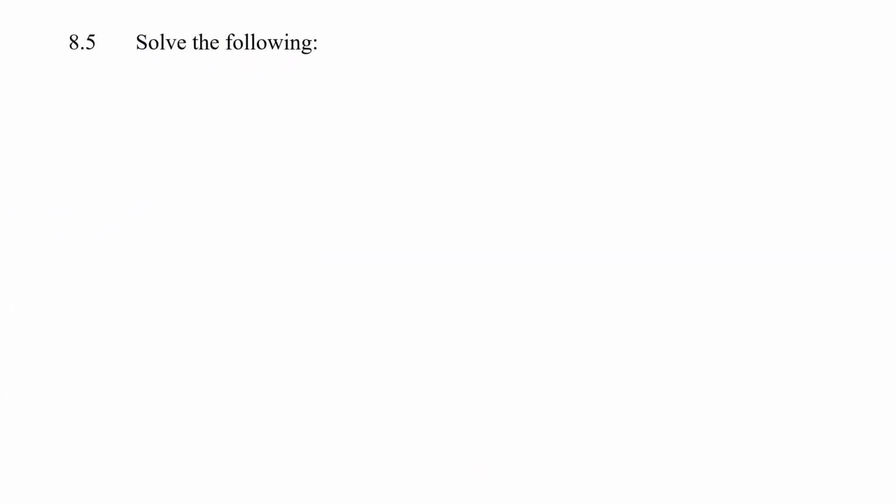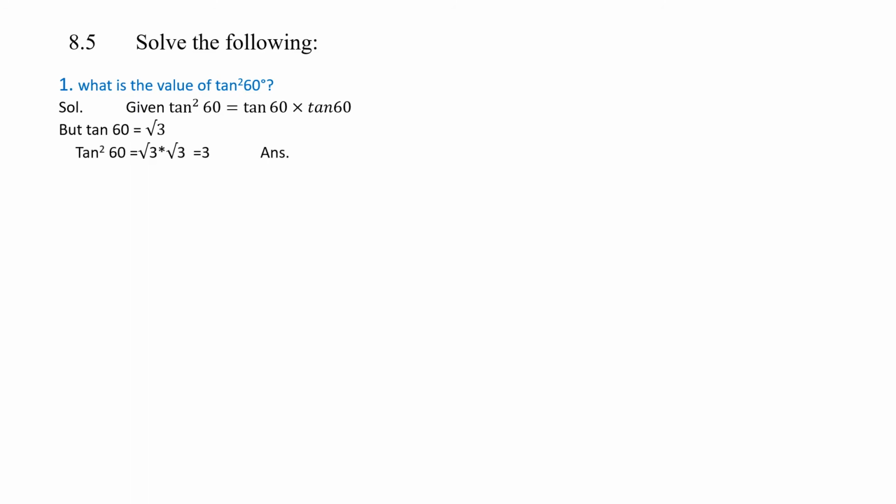Now we will take up the numerical problems. What is the value of tan squared 60 degrees? Solution: we have been given tan squared 60. Tan squared 60 can be written as tan 60 into tan 60. We know the value of tan 60 is root 3. Therefore, substituting the value, tan squared 60 is equal to root 3 into root 3, that is equal to 3. 3 is the answer.